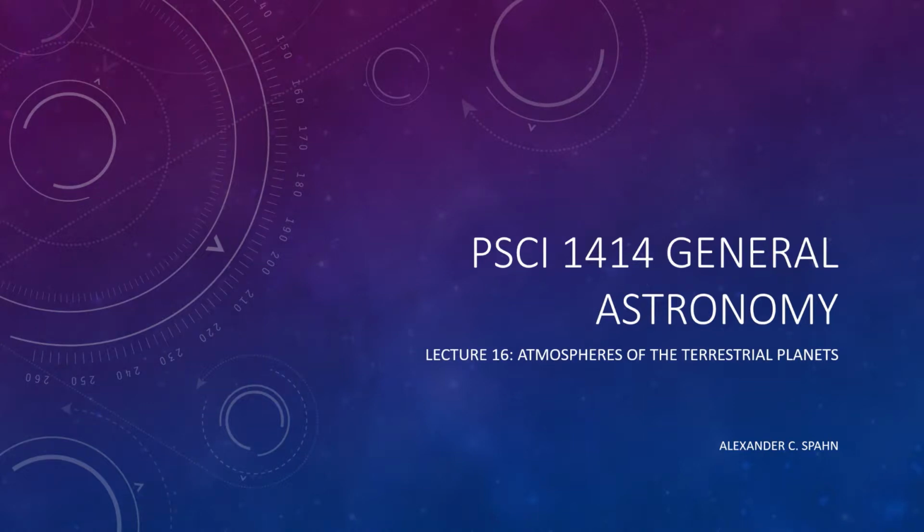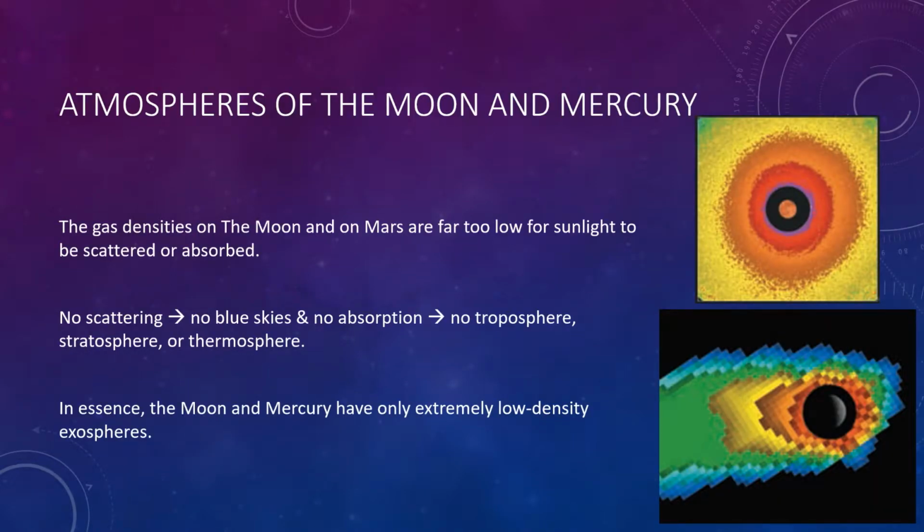Hello and welcome to General Astronomy, Lecture 16, Atmospheres of the Terrestrial Planets. We have now covered the basic ideas needed to understand the atmospheric histories of the terrestrial worlds. In this lecture, we'll use these to learn how and why each world ended up with its current atmosphere. We'll begin with the smallest worlds, the Moon and Mercury.